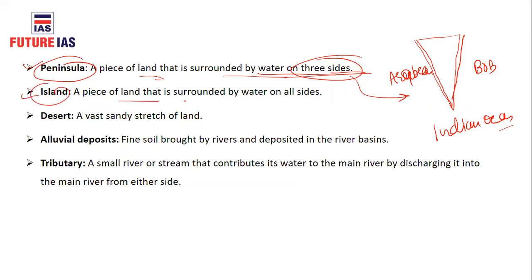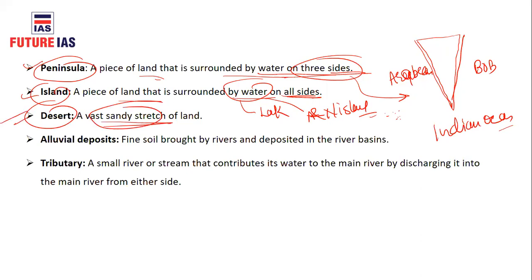An island is a piece of land that is surrounded by water from all sides. For example, the Lakshadweep Islands and the Andaman and Nicobar Islands are also islands because they are surrounded from all sides by water. A desert is a sandy stretch where you won't find much vegetation, only cactus or some plants which can survive in the harsh arid region. Alluvial deposits are the fine soil brought by rivers, which are also found in the river basins.